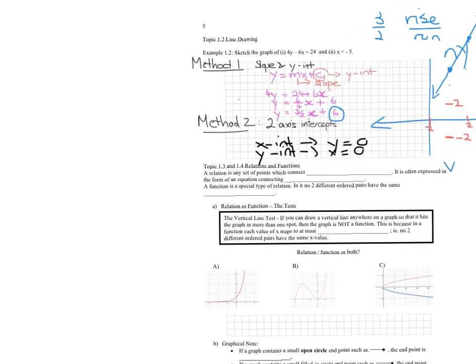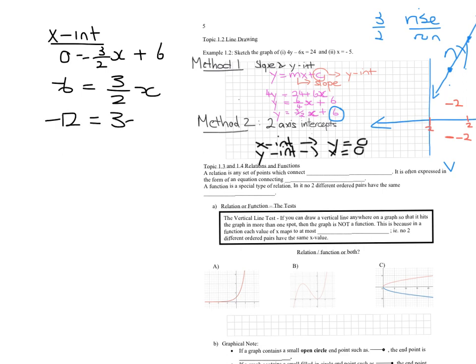So I've got y. I'm going to first find my x-intercept, so that's when y equals 0. I've got y equals 3 on 2x plus 6, so I'm going to go 0 equals 3 on 2x plus 6. I'm going to find x by taking 6 from both sides. Negative 6 equals 3 on 2x. Times both sides by 2: negative 12 equals 3x. And so x is going to equal negative 4 because I'm going to divide both sides by 3.